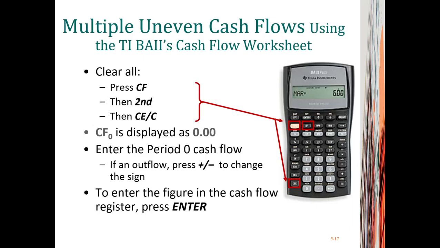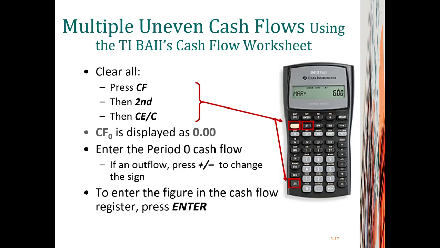So what's the purpose of doing second CLR WORK? Well, your calculator may have memory from a previous cash flow problem calculation. So in order to erase the previous memory, you need to do second CLR WORK. So make sure everything is blank on your calculator right now. Okay, once you do CF, second CLR WORK, you will see CF0, right? And it will show as 0.0. Essentially, it asks you what is the cash flow at time 0.